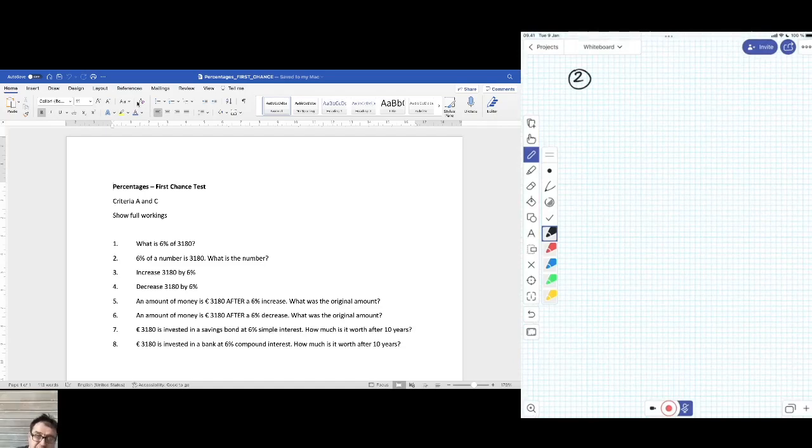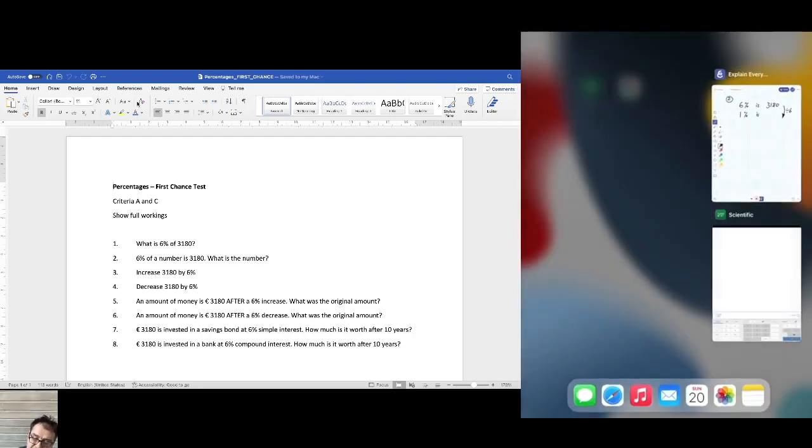Question 2 says 6% of a number is 3,180. What is the number? Okay, so 6% is 3,180. We want to know what the number itself is, or in other words, we want to know what 100% of the number is. So a good stepping stone towards that is to figure out what 1% is. So if you've got 6%, to get to 1%, you need to divide everything by 6. So I'm going to take the 3,180 and divide it by 6 to find out what 1% is.